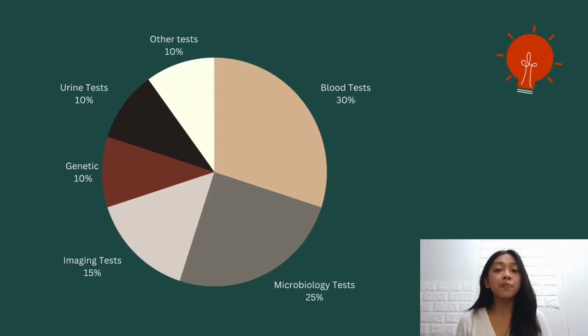Blood test, 30%. Microbiology test, 25%. Imaging test, 15%. Genetic test, 10%. The urine test, 10%. And lastly, the other test, 10%.